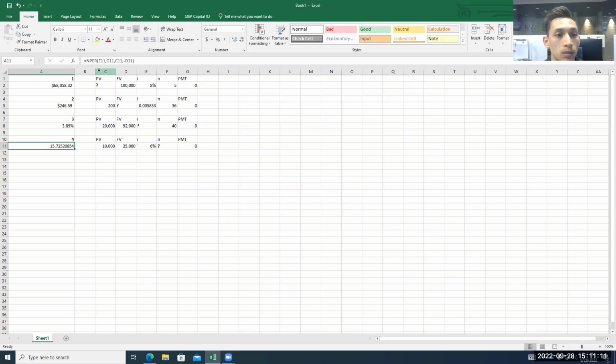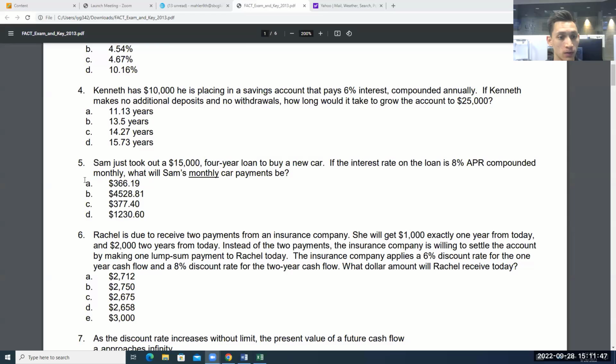And that's going to be the number of years. You can, of course, clean it up to make it less. It comes to about 15.73 years, which is how long it'll take to turn the 10,000 into 25,000. Is that it? Yes, that's it. Okay, fine. And it's D, yes.